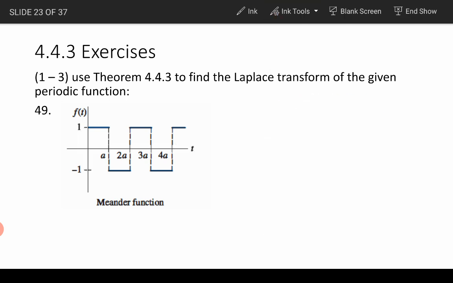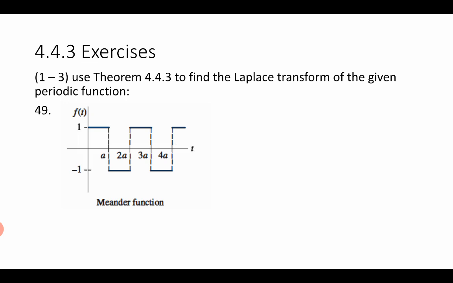Now let's check the formula of this function. What is it? f of x, f of t, you can write whatever in x. It's positive 1 and negative 1. Positive 1 in the interval 0 to a, 0 less than t less than a, and negative 1 in the next interval.